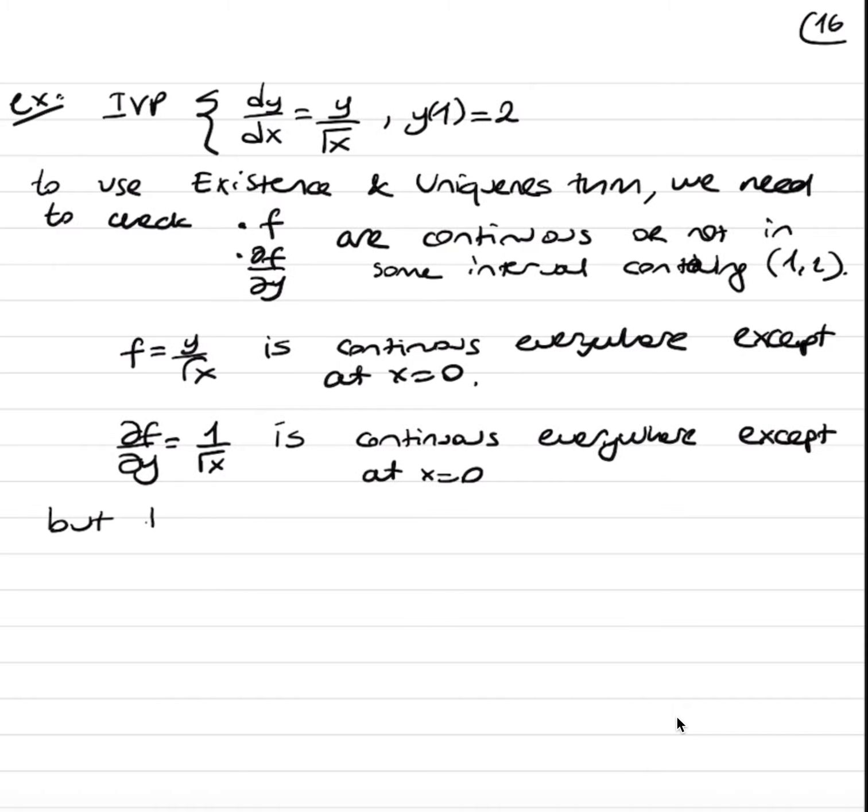They are continuous in a small interval containing 1 and 2, right? If we stay away from 0, there is no problem. So we can find they are continuous in a small domain or interval. Sorry, I cannot write today.